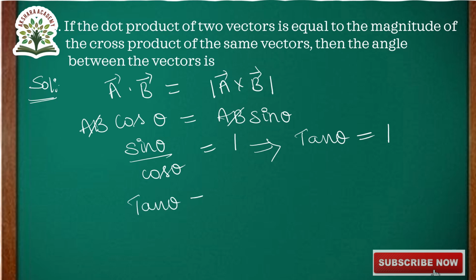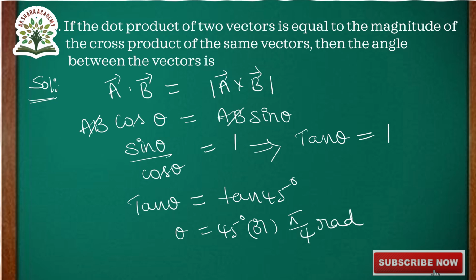Tan theta is equal to 1 can be written as tan 45. So tan theta is equal to tan 45, then theta is equal to 45 degrees. You can write it as either theta is equal to 45 degrees or pi by 4 radians. Pi is nothing but 180, and 180 by 4 gives 45. So the angle between the vectors is either 45 degrees or, in terms of pi, pi by 4. Okay, this is the final answer. Next, we will go to the next question.